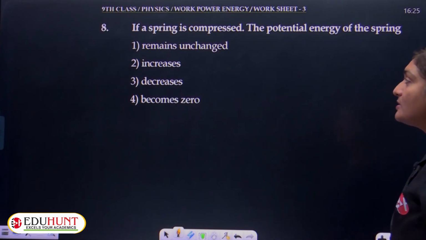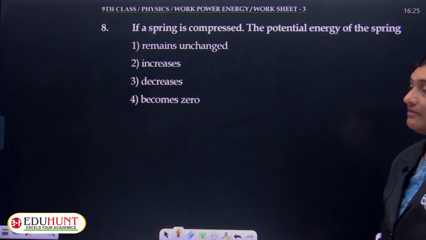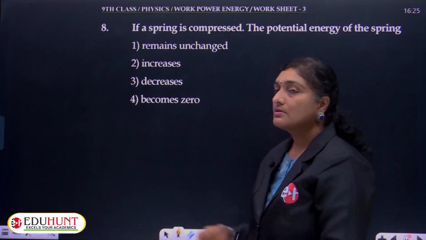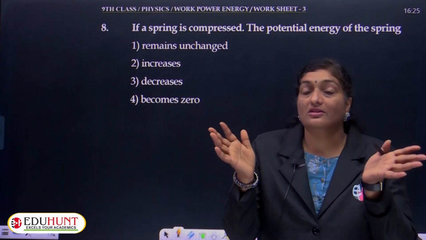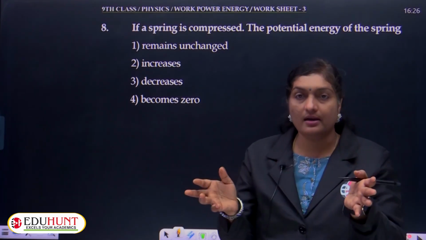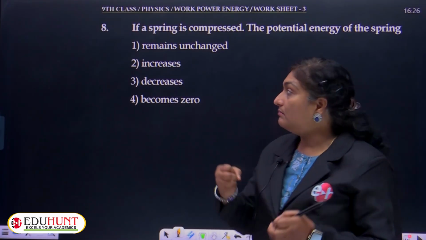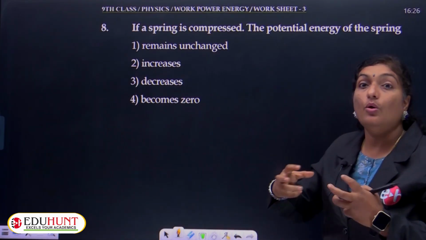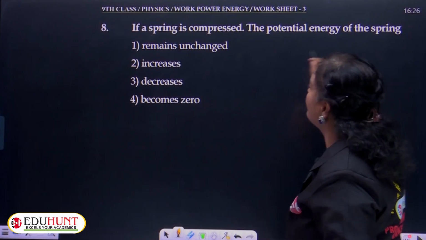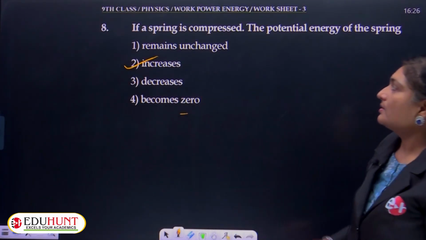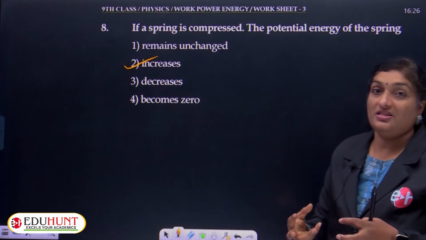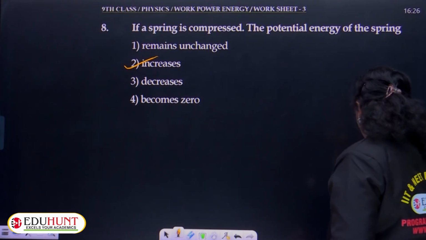Eighth one. If a spring is compressed, what happens to the potential energy of the spring? Whenever the shape of the spring is changed, whether it is compressed or extended, more energy is stored in it. So the energy of the spring increases. If a spring is compressed, it gains a lot of energy. More energy is stored in that.